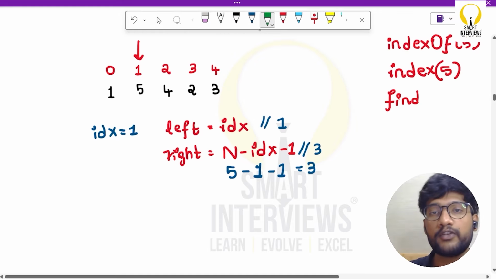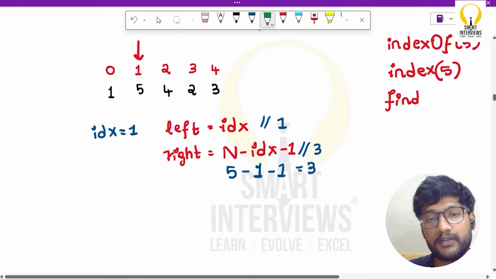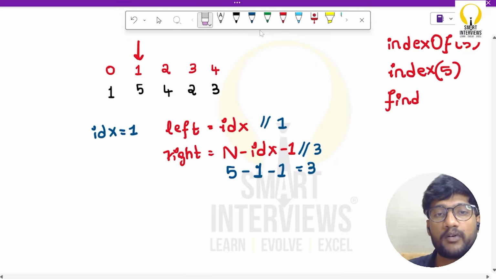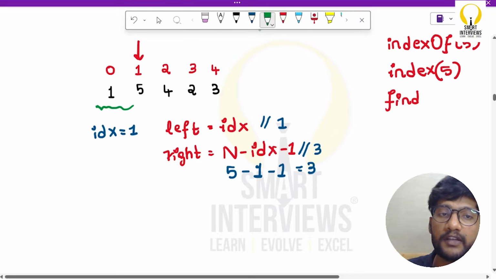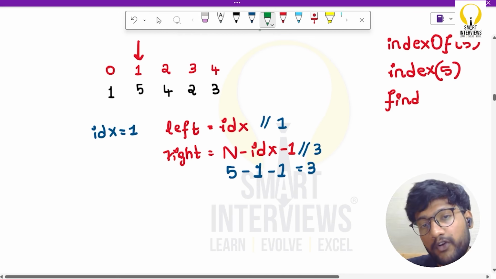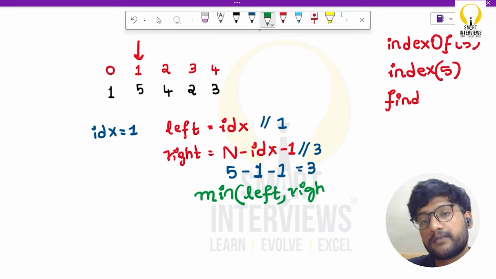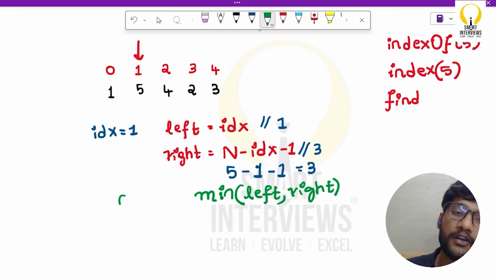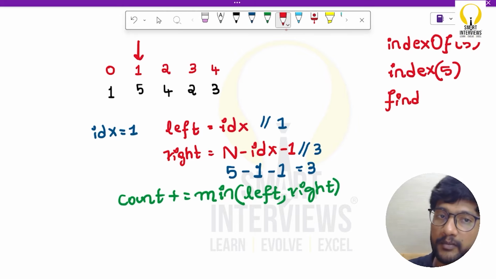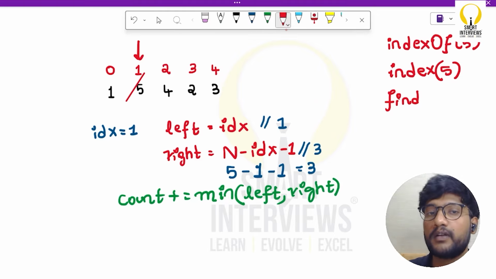Now among these, what will you choose? Among these, what will this person choose? Obviously the minimum side, right? Because he doesn't want to disturb many people. He wants to disturb only the fewer people. So you'll take the minimum count, minimum of left comma right, and you'll simply add that into your count. And you're supposed to remove this element, remove this 5, right?